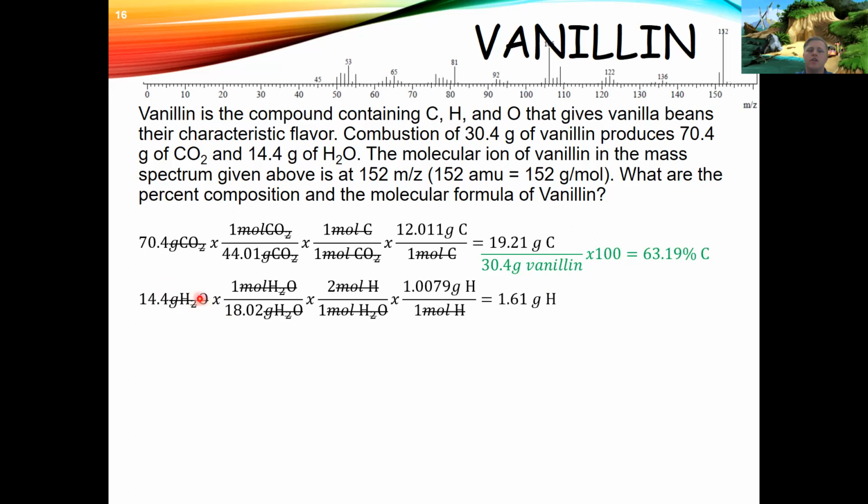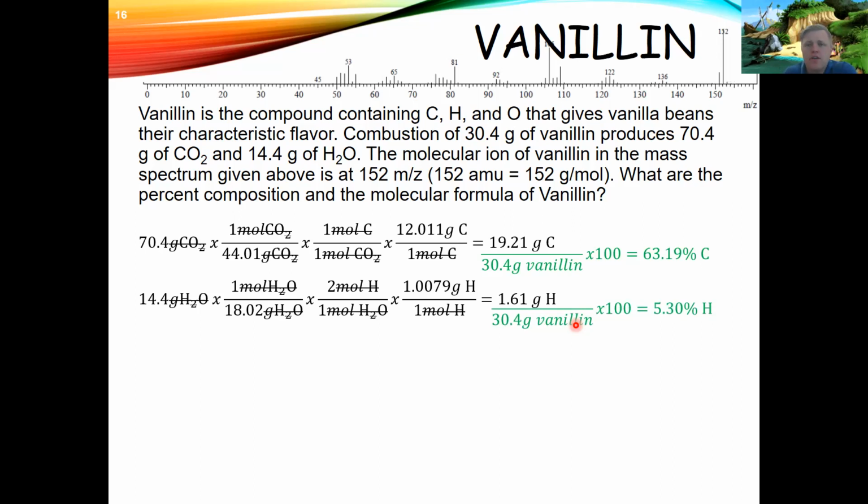To go to hydrogen, we'll take the 14.4 grams of water that are produced, divide by the molecular weight of water, then go from moles of water to moles of hydrogen. So that'd be a 2-to-1 ratio. And then go from moles of hydrogen to grams of hydrogen. We find there's 1.61 grams of hydrogen there. Turn that into a percent composition. Now we've got 5.30% hydrogen.